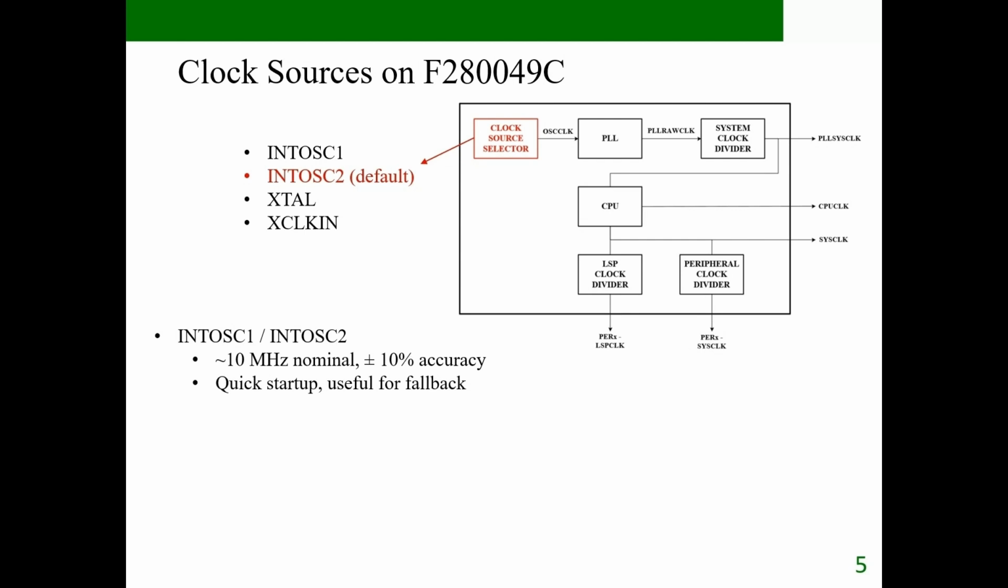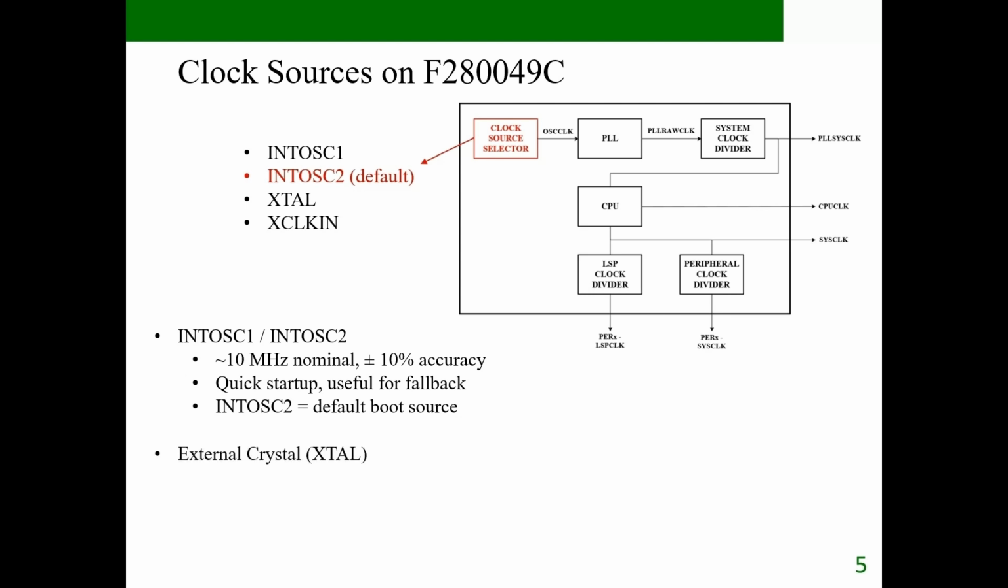Internal oscillator 2. This oscillator is also 10 MHz nominal with similar accuracy. The important difference is that internal oscillator is the default boot source after reset. That means when the device powers up, it runs from internal oscillator 2. Later, software can switch to another clock source. It can also be powered down in low power modes if needed.